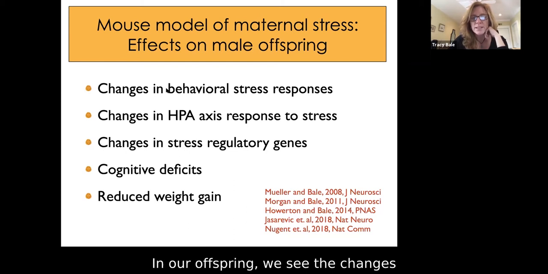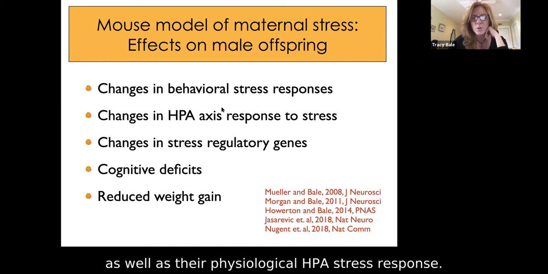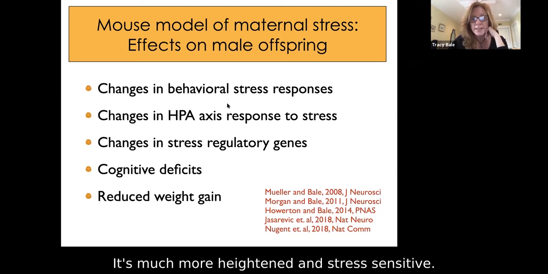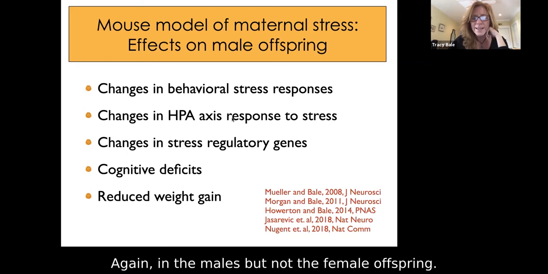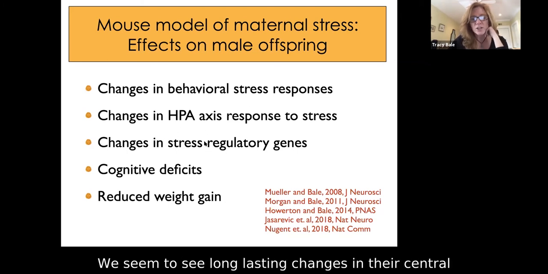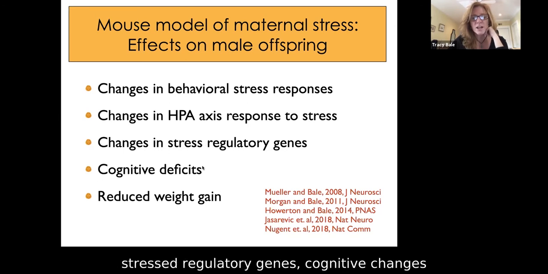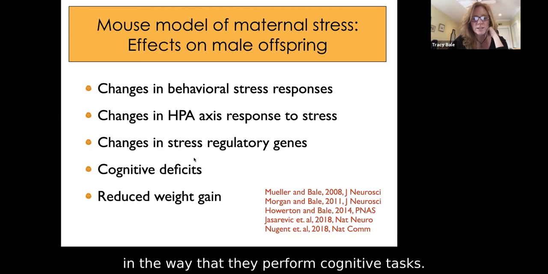In our offspring, we see the changes in their behavioral stress response as well as their physiological HPA stress response. It's much more heightened and stress sensitive, again in the males, but not the female offspring. We see long-lasting changes in their central stress regulatory genes, cognitive changes in the way that they perform cognitive tasks.